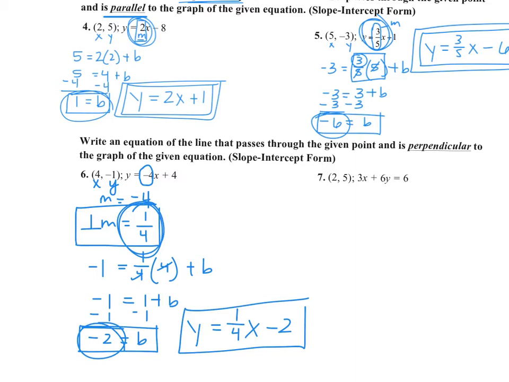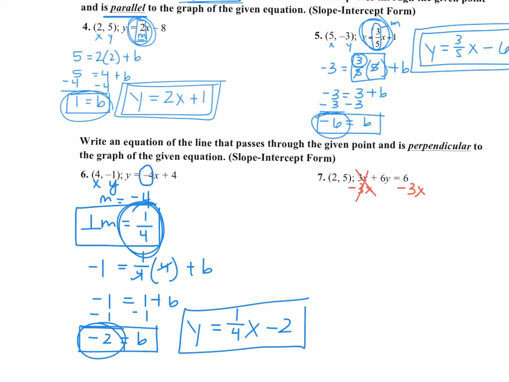Okay. Now, number 7 is a little tougher because you can't just see the slope right now because of this form. This is standard form, right? We need to take it out of standard form, put it into slope-intercept form. So the first thing I'm going to do is subtract 3x from both sides.